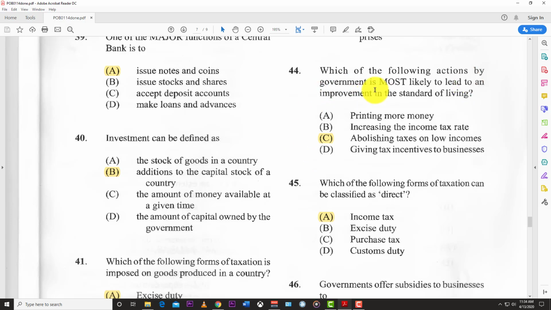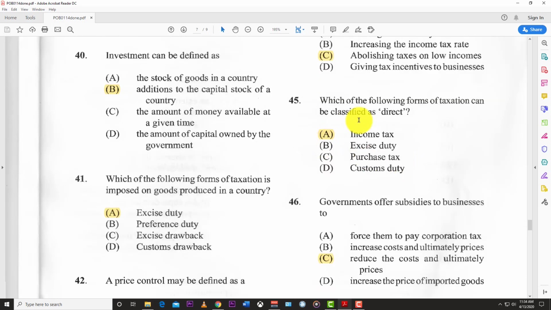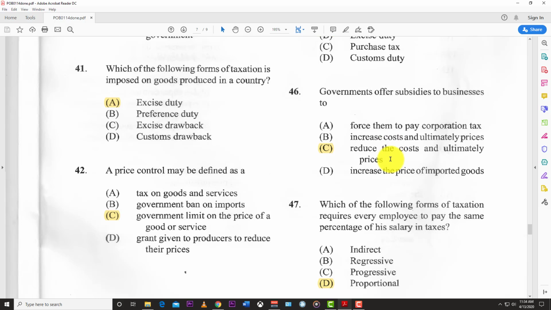44. Which of the following actions by the government is most likely to lead to an improvement in the standard of living? And the clear answer is abolishing taxes on low incomes. Imagine you got no taxes on low income, meaning that they now have more disposable income and they can spend more and increase their standard of living. 45. Which of the following forms of taxation can be classified as direct? That is, it comes directly from your money. And so A, income tax.